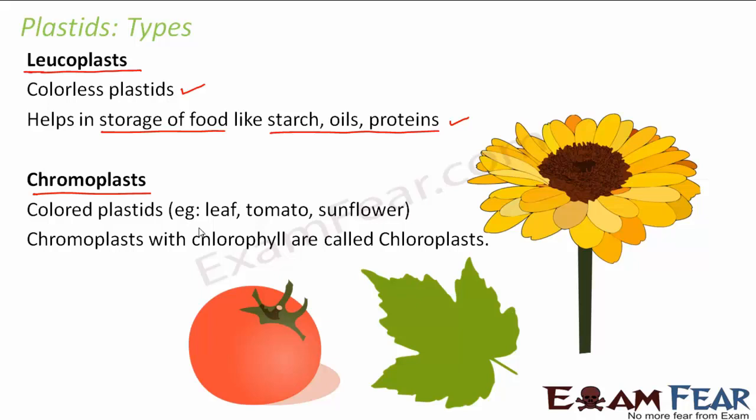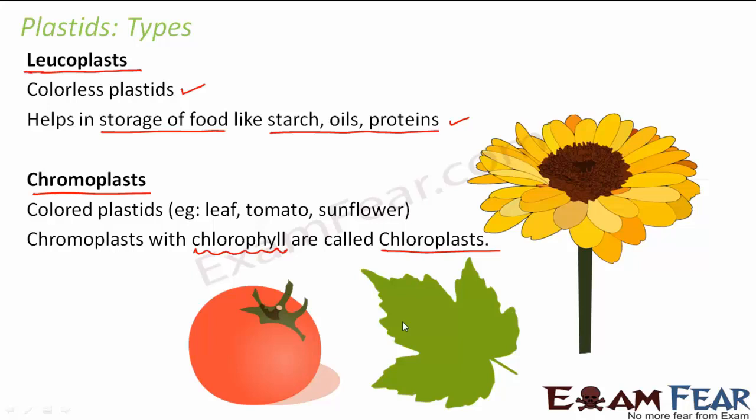Now chromoplasts with chlorophyll are known as chloroplasts. So chloroplast is a kind of chromoplast only, but which is green in color. And why is chloroplast green in color? Because it contains a pigment known as chlorophyll, right? So that means the leaves are green in color because they contain chloroplasts, and chloroplasts contain the pigment chlorophyll. Clear? So that means there are two types of plastids. One is chromoplast, one is leucoplast.